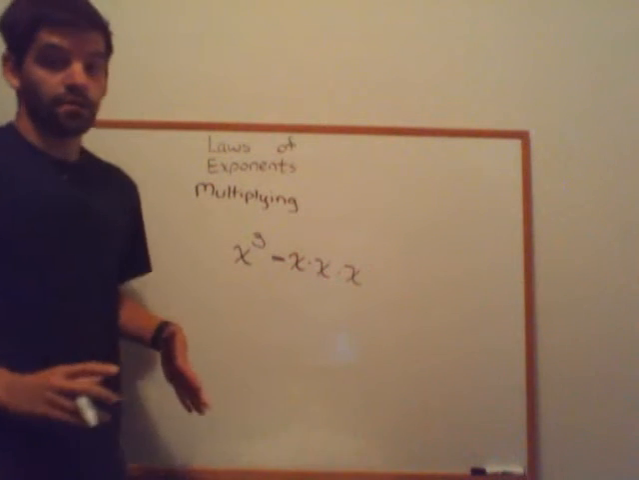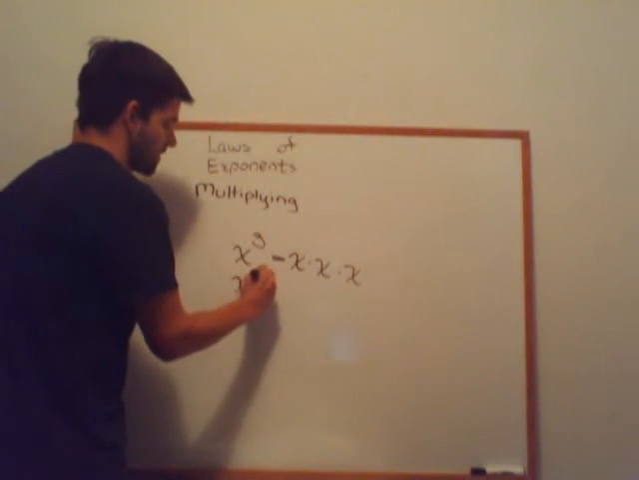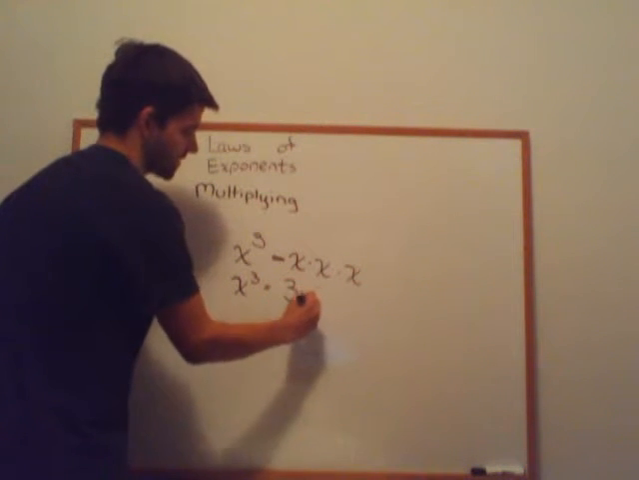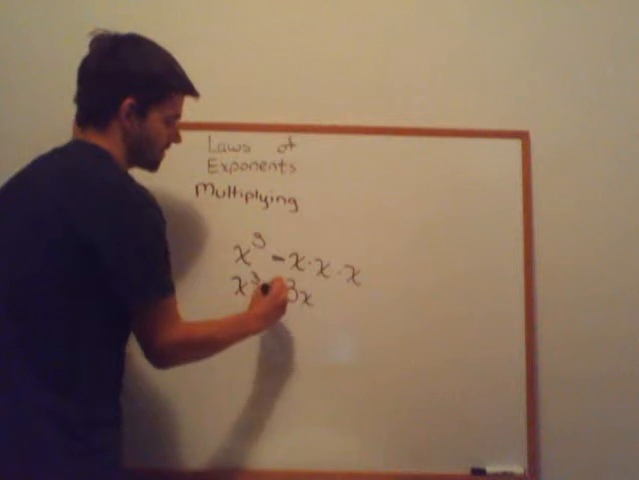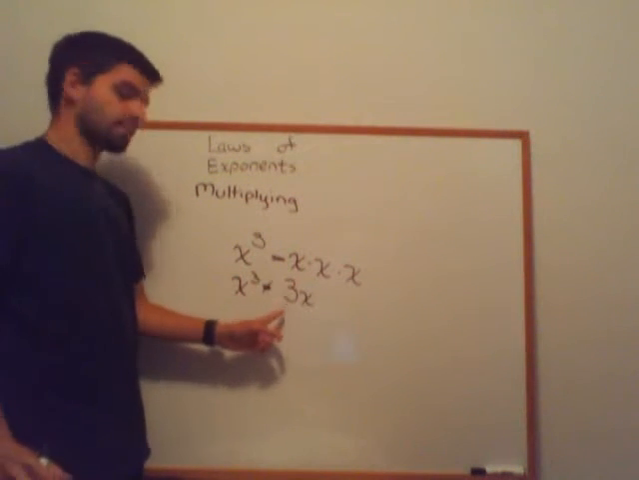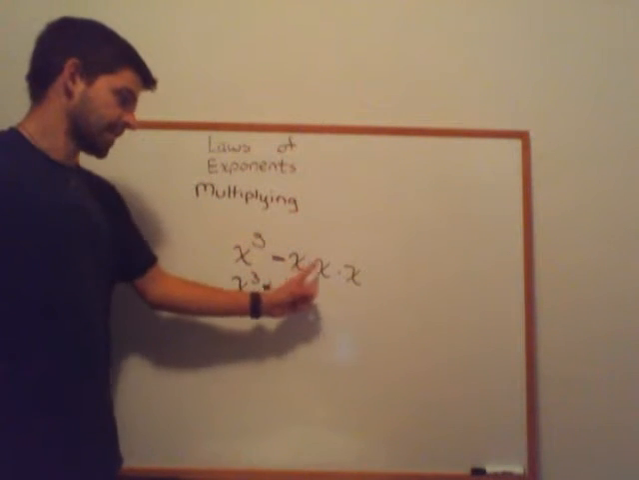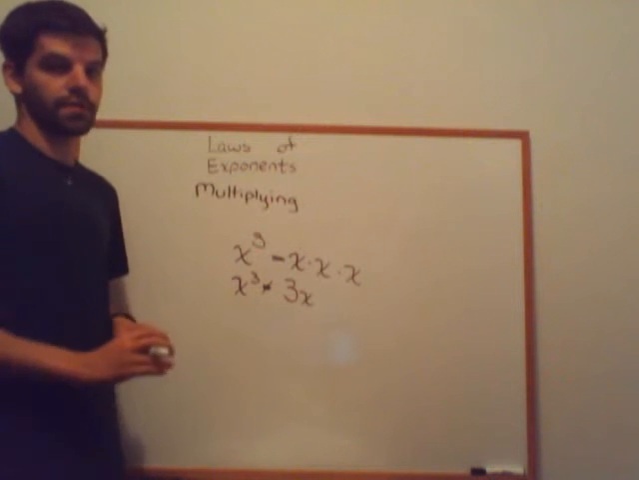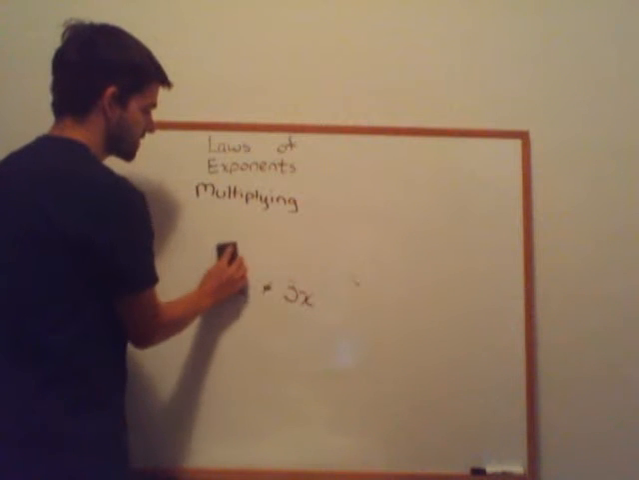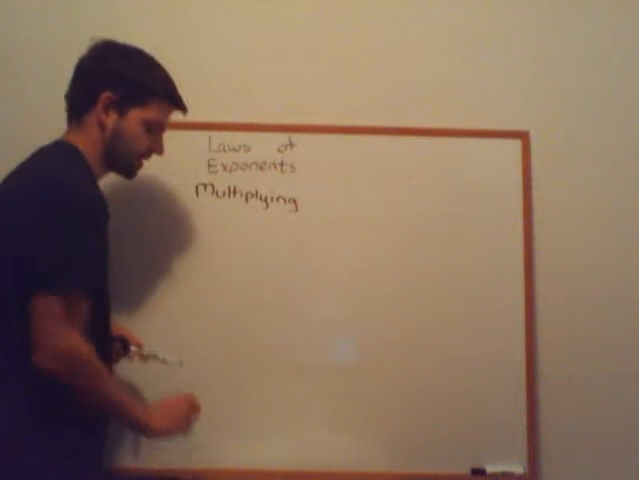times. Now, don't get confused by thinking it's this. X cubed isn't 3 times x. That's a totally different term or expression. We're not multiplying 3 times the variable x. We're multiplying x by itself 3 times, okay? So, keeping that in mind, let's take a look at our first example and how we approach multiplying exponents.